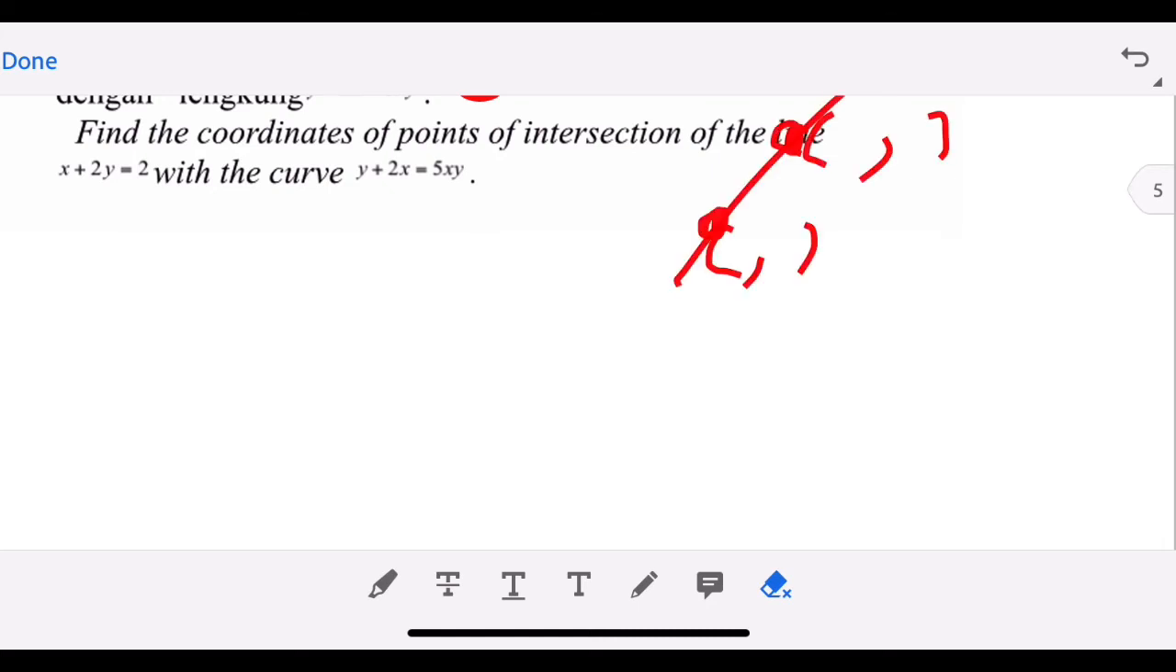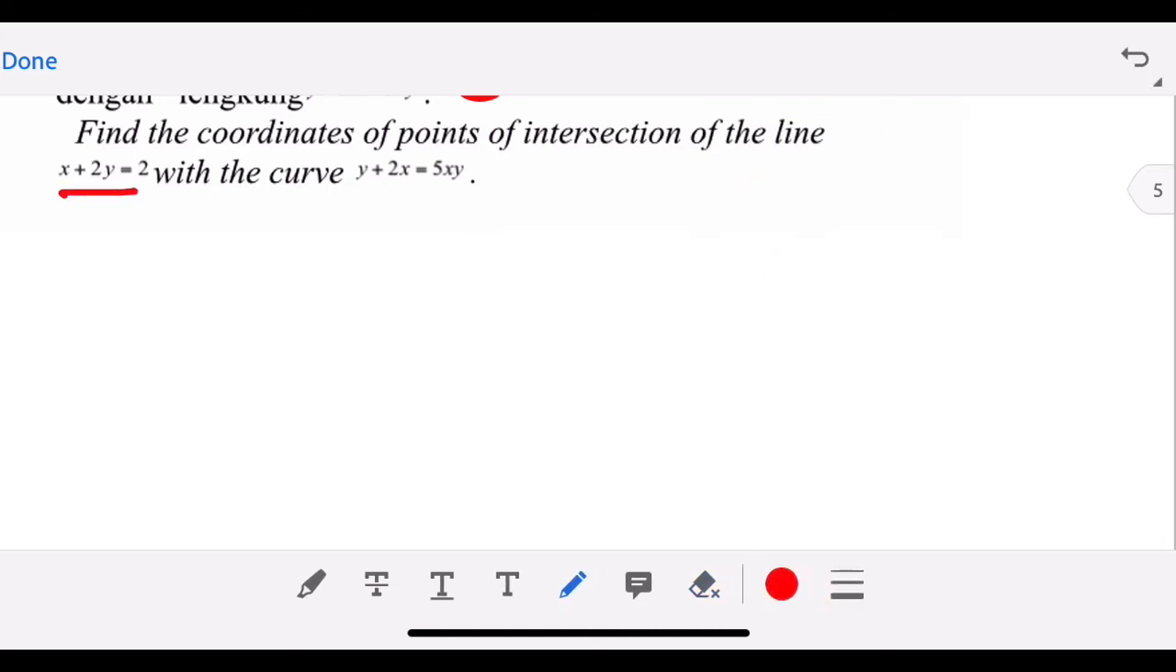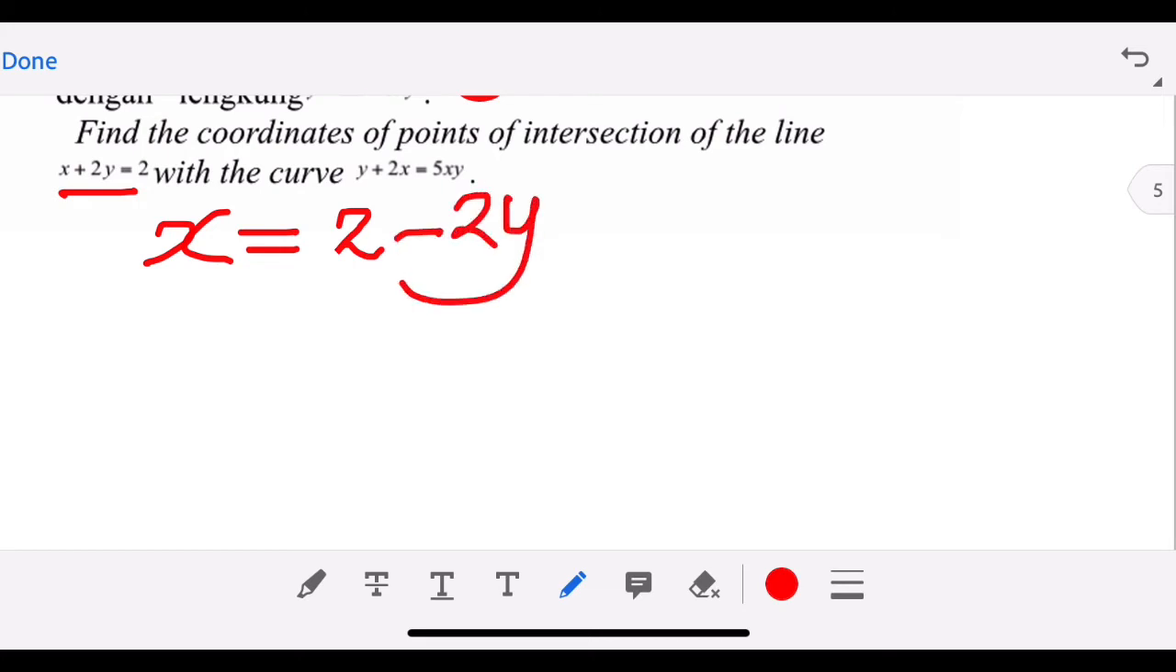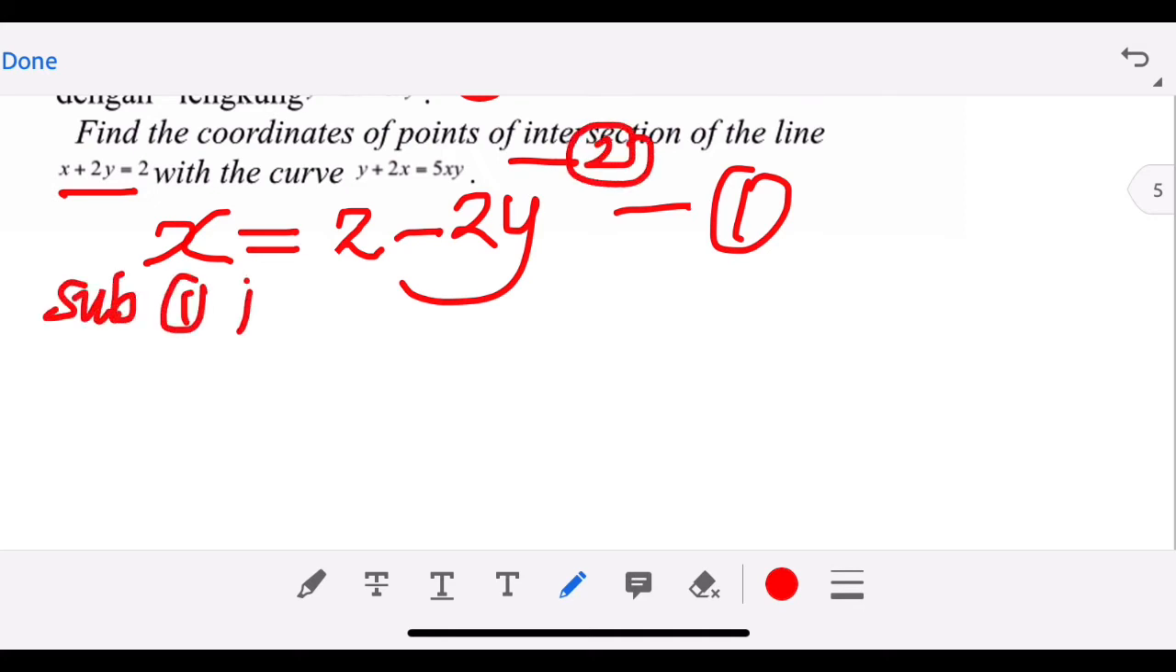So okay, now I'm going to solve this one. Let's see. The concept is we always start from the linear equation. We always express x in terms of y or y in terms of x. So this is number 1. I choose the easy one, and I will double check for any careless mistake. I'm going to substitute 1 into 2, right?